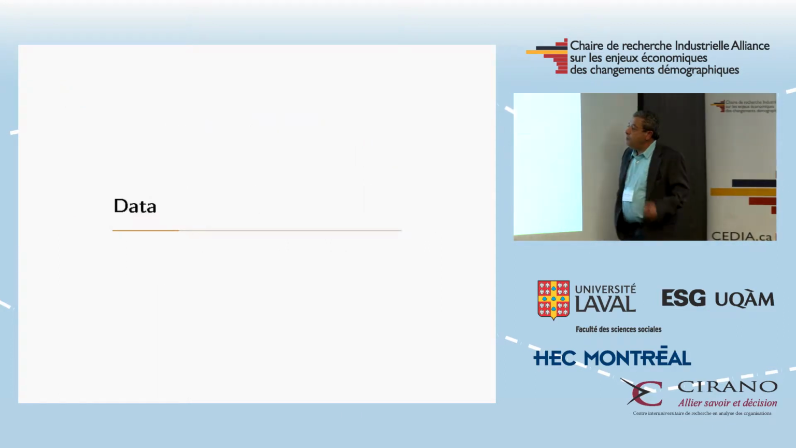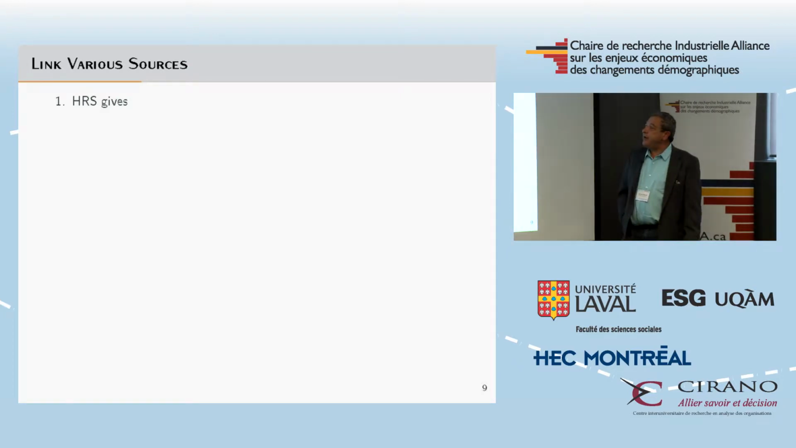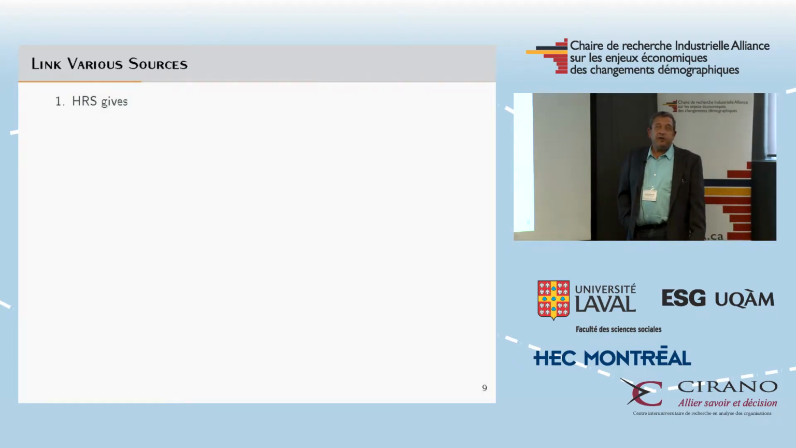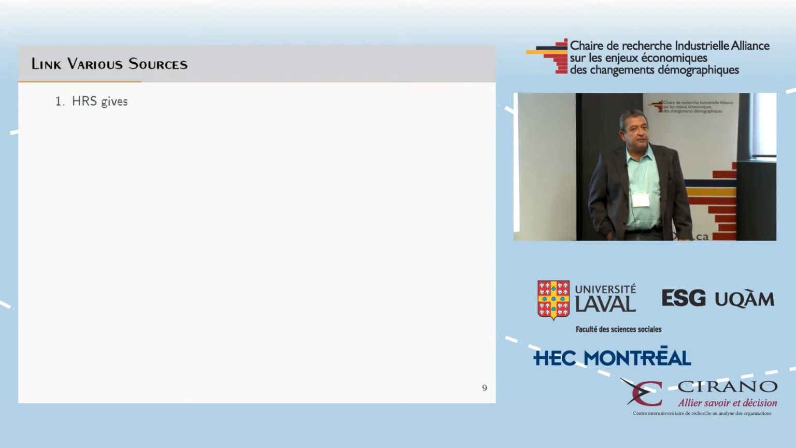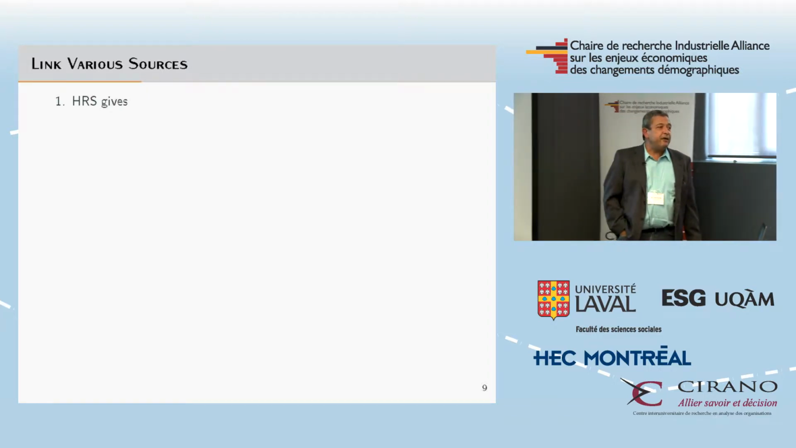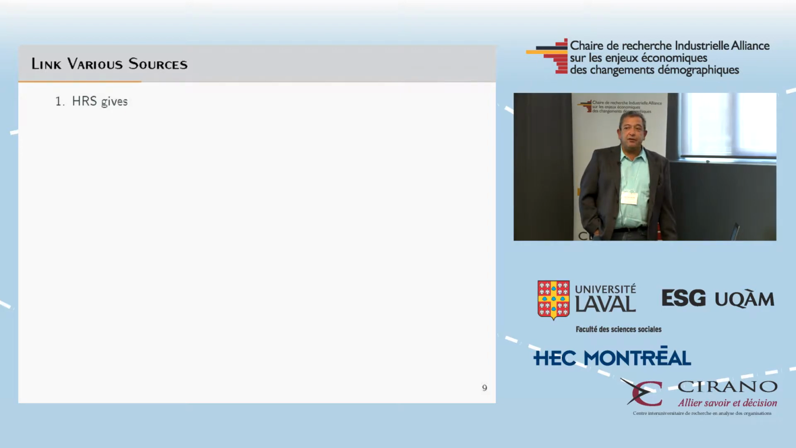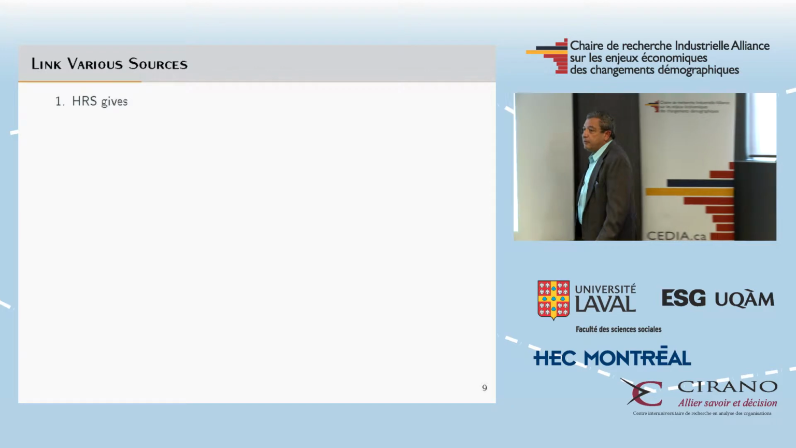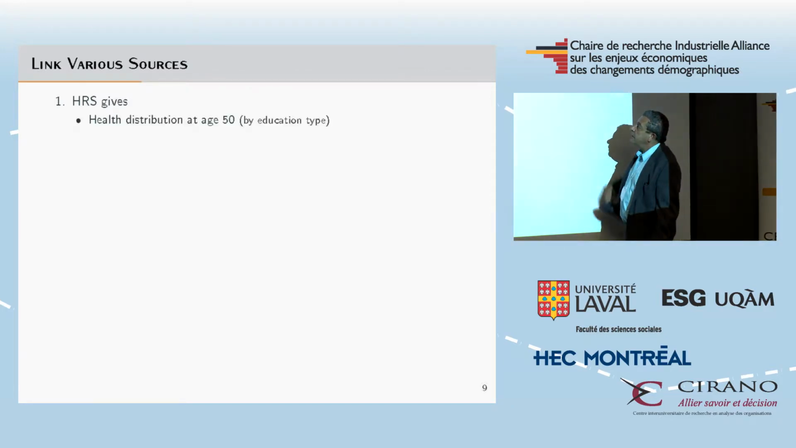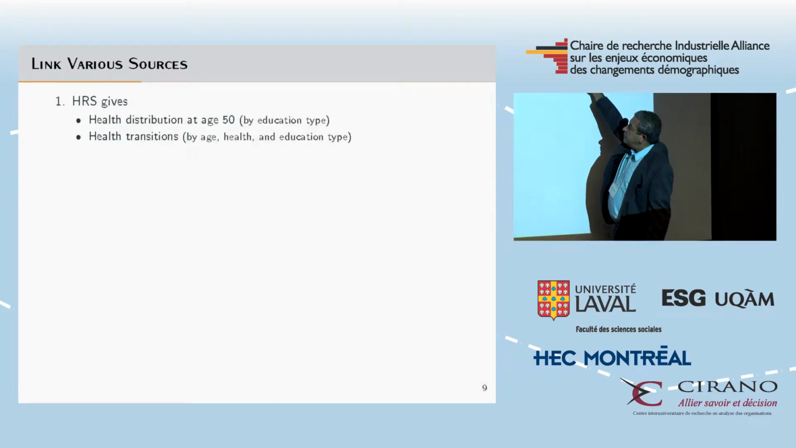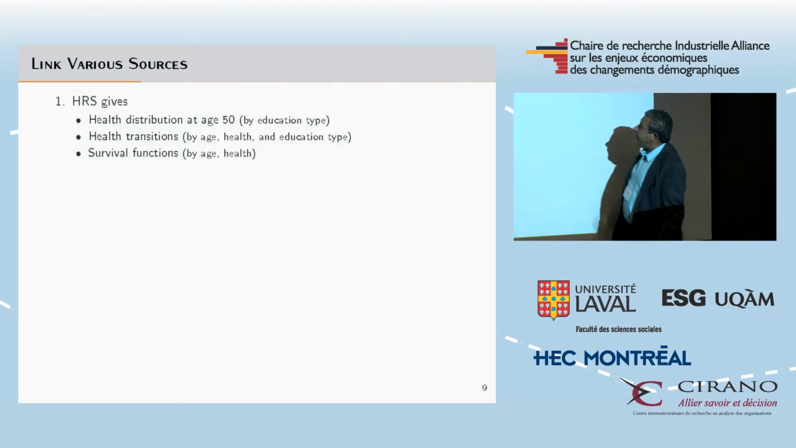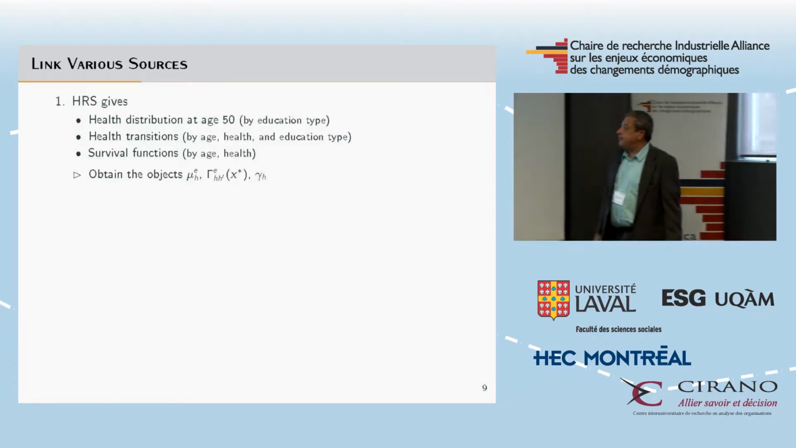So how do we inform this with data? Well, the HRS, which is a US data set that tracks people over 50, and is very concerned about making sure who's dead and who's lazy in terms of answering, so the mortality rates are very good. And it also has the health distribution by age and the health transitions and the survival function.